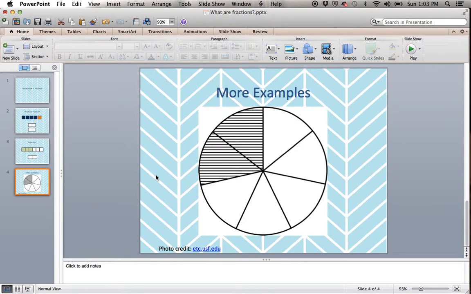We can also create fractions using circles. This circle is divided evenly into 1, 2, 3, 4, 5, 6, 7 pieces. 2 of these pieces are shaded. Therefore, we can say that 2/7 of this circle is shaded. On the other hand, we can also say that 5, 1, 2, 3, 4, 5/7 are not shaded.